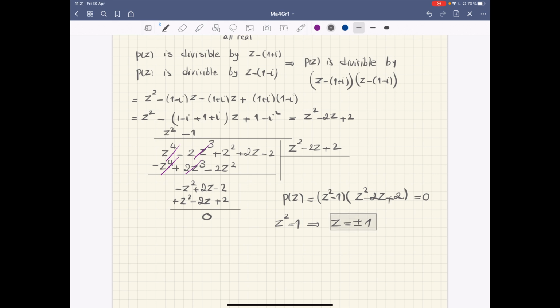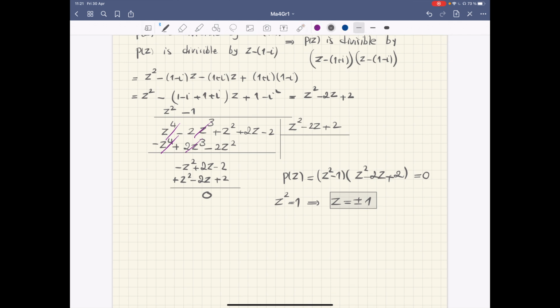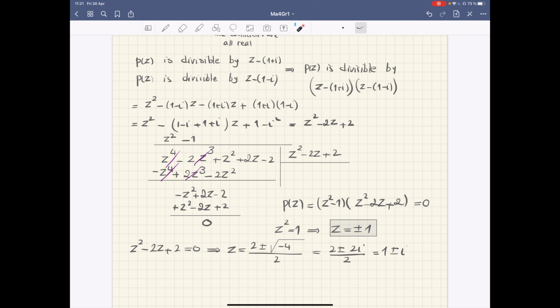The other factor, of course, you don't need to solve, because you know that 2 roots are 1 plus i and 1 minus i. Definitely the answers are coming from here. If you don't believe it, you can just solve it, but this will not give you anything extra. You just use the ABC formula here, it becomes 2 plus or minus the square root of 4 minus 8, which is minus 4, divided by 2. So it becomes 2 plus or minus 2i divided by 2, and it becomes 1 plus or minus i as we predicted. So the roots that we were not aware of were plus or minus 1.